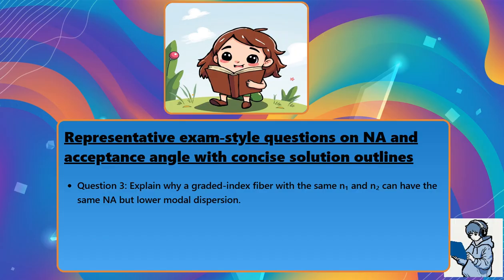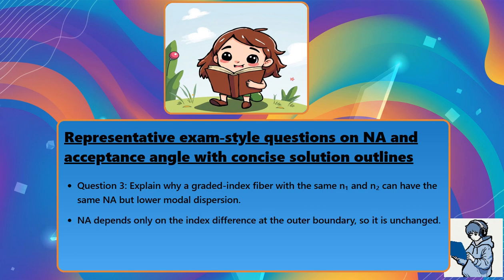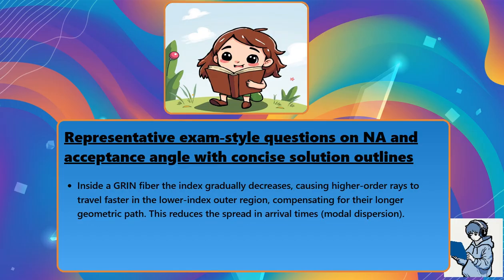Question 3. Explain why a graded index fiber with the same n₁ and n₂ can have the same NA but lower modal dispersion. NA depends only on the index difference at the outer boundary, so it is unchanged. Inside a graded index fiber, the index gradually decreases, causing higher order rays to travel faster in the lower index outer region, compensating for their longer geometric path. This reduces the spread in arrival times, the modal dispersion.